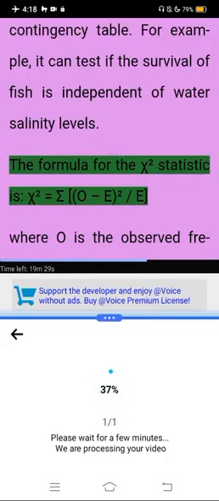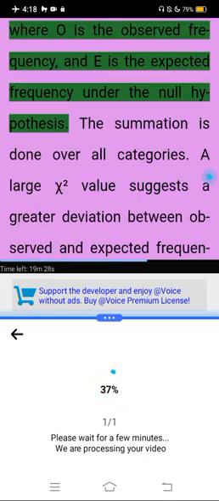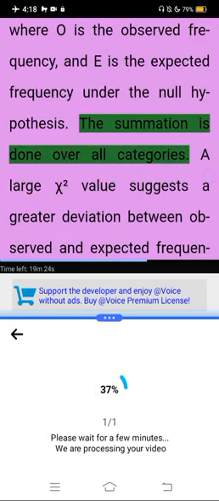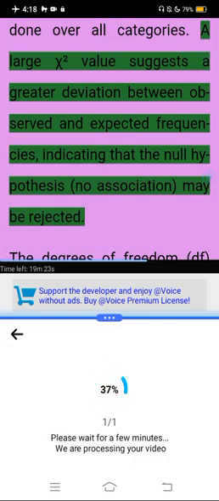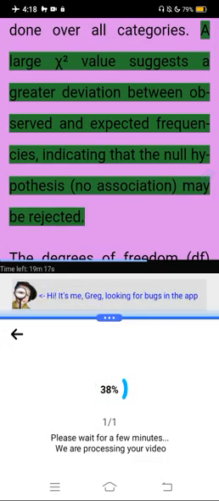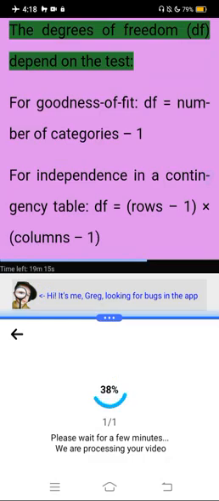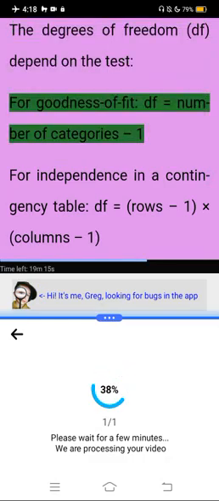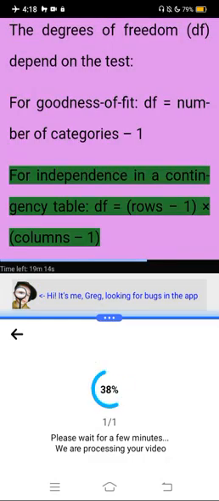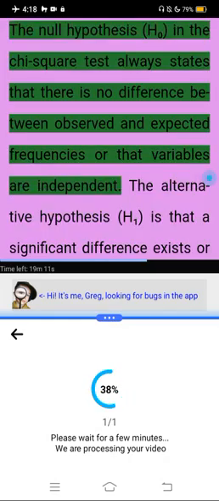The formula for the chi-squared statistic is chi-squared equals sigma (O minus E) squared over E, where O is the observed frequency, and E is the expected frequency under the null hypothesis. The summation is done over all categories. A large chi-squared value suggests a greater deviation between observed and expected frequencies, indicating that the null hypothesis, no association, may be rejected. The degrees of freedom, df, depend on the test. For goodness of fit, df equals number of categories minus 1. For independence in a contingency table, df equals rows minus 1 times columns minus 1.